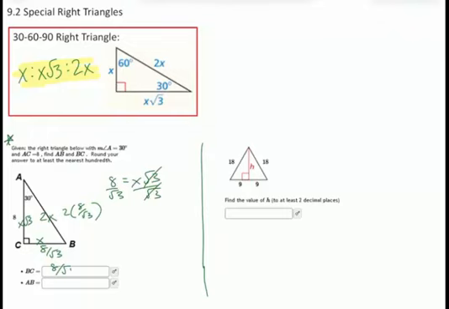8 over root 3, and here 2 times 8 over root 3. Okay, so you can enter your answers as calculations. You could calculate the values in decimal form and then enter that if you wanted to as well, but this would give you that exact answer.